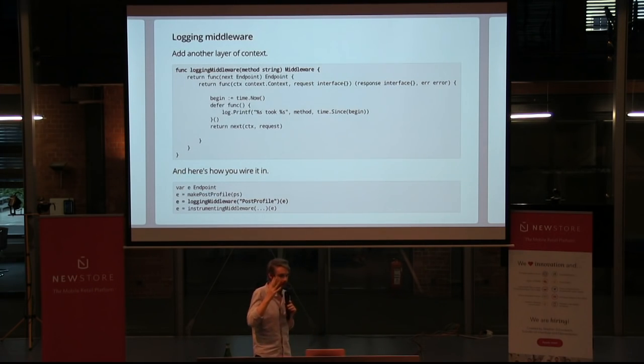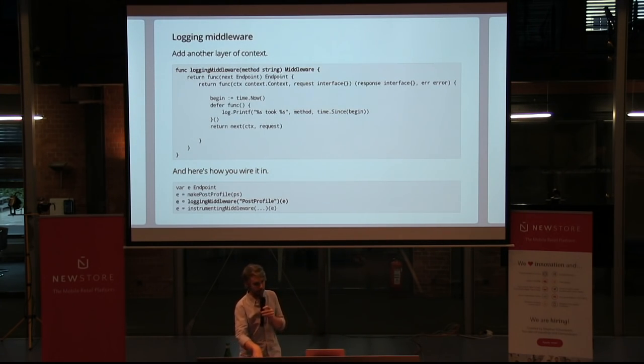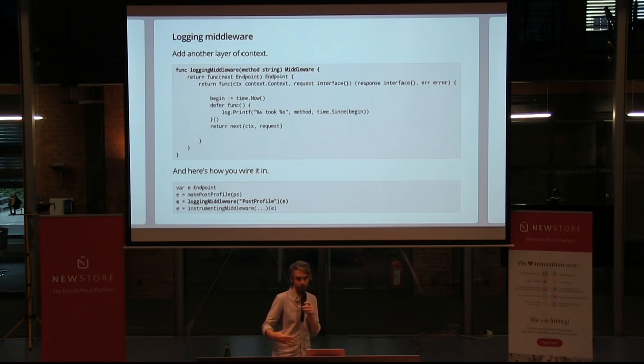In this format, the logging middleware takes a method string, and it returns a middleware. And then it's exactly the same. The middleware is a function that takes an endpoint and returns an endpoint. And the endpoint is exactly like that. So now we've closed over the method, returned a middleware. The middleware closes over the next endpoint and returns an endpoint. And then the endpoint implements the call.